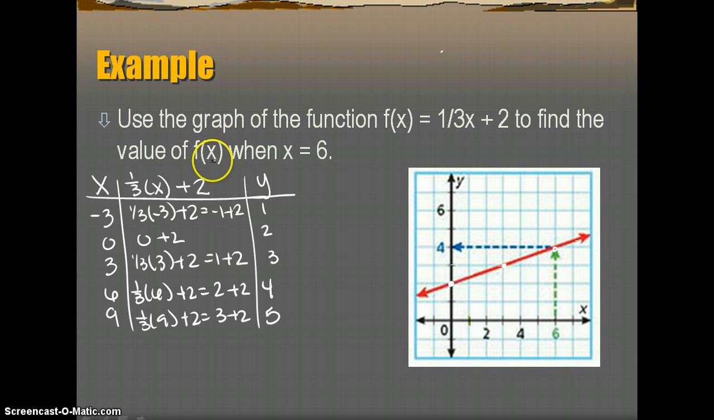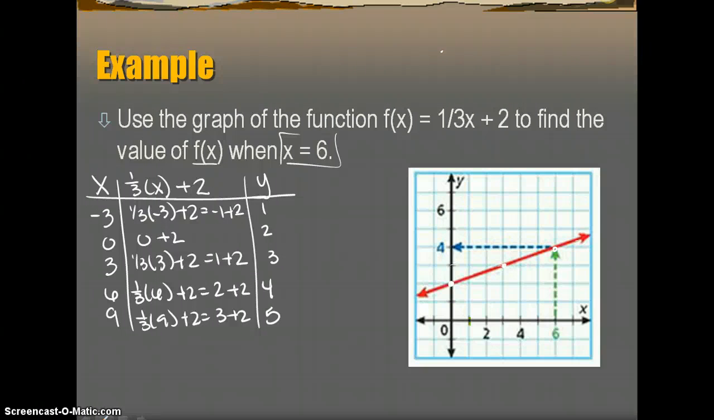Now it tells us to find the value of f of x when x is equal to 6. Well, once you have graphed the equation, you can actually find the value of any x just by using a pretty quick little process of drawing some lines. So you'll notice that there's a green line going from 6 up to our red line, and then there's a blue line going from our line over to 4.